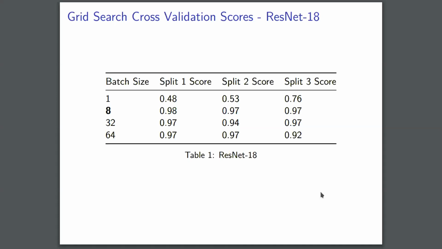So we can see that 1 is very bad. 8 is performing the overall best. 32 and 64 are performing pretty well, but not as good as 8.